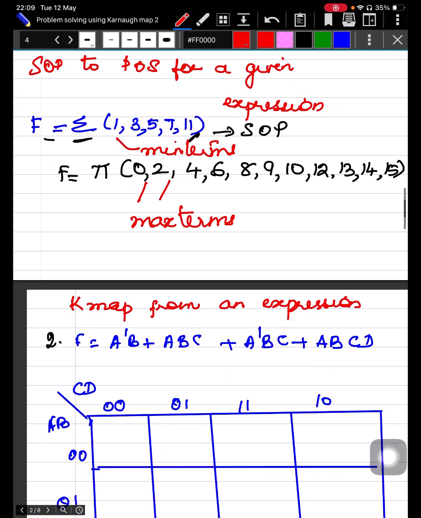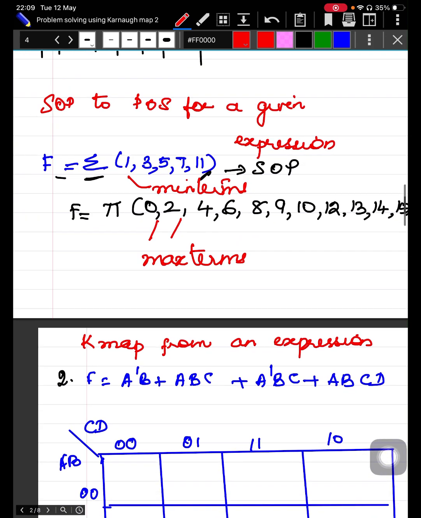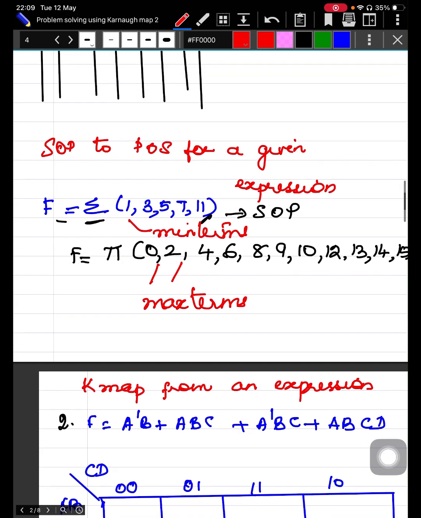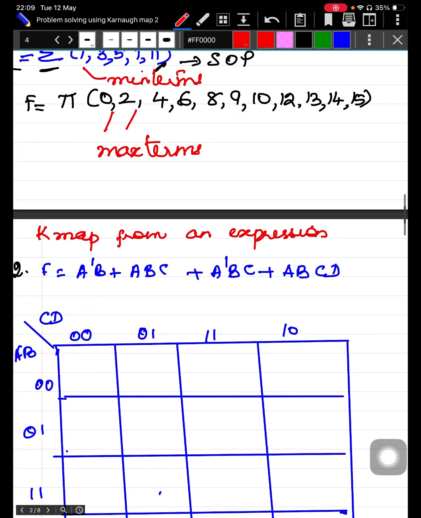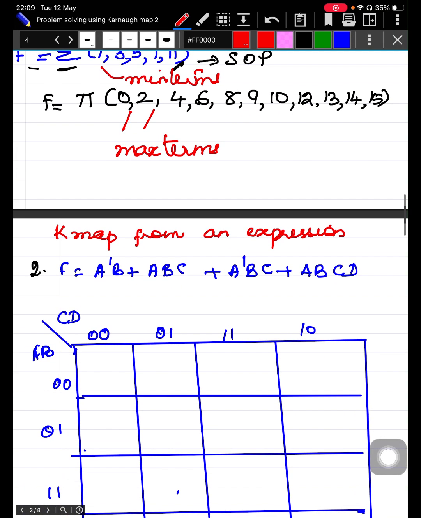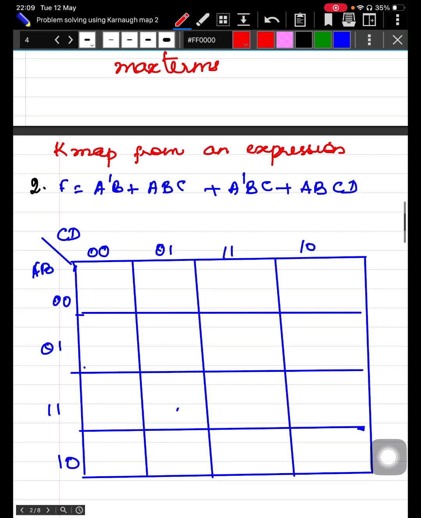Okay, so we'll come to problem number 2. Basically, it is problem number 3 because we have seen some subdivisions also in between. Okay, no problem, I'll take this as problem number 2. In problem number 2, an expression has been given, and this expression should be simplified using the Karnaugh map.